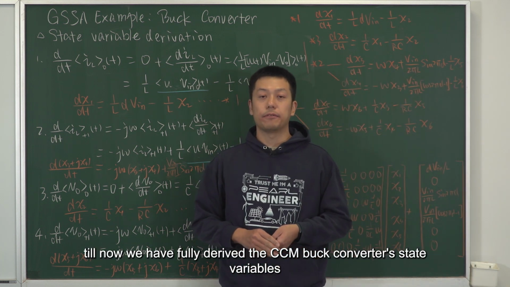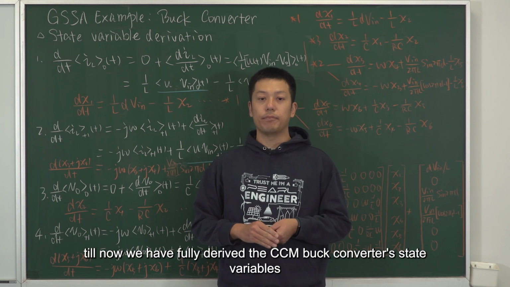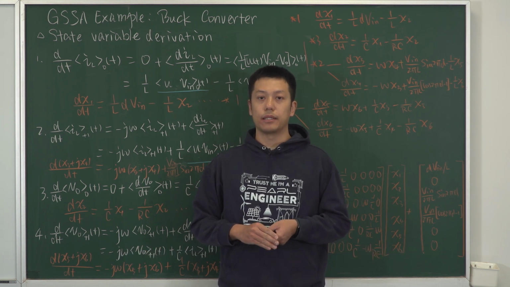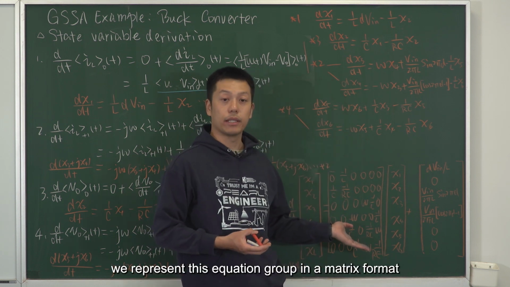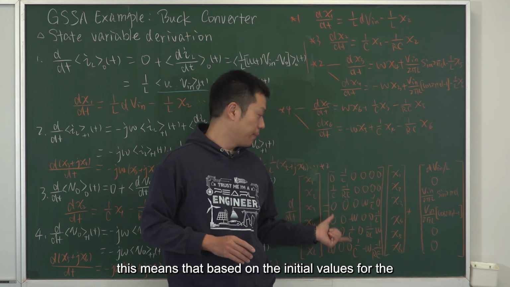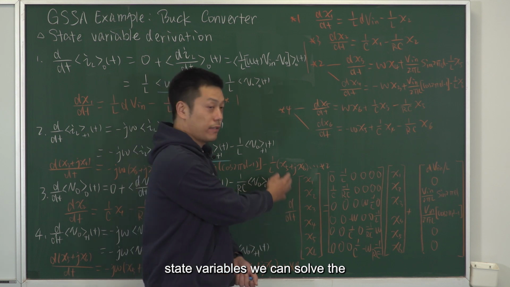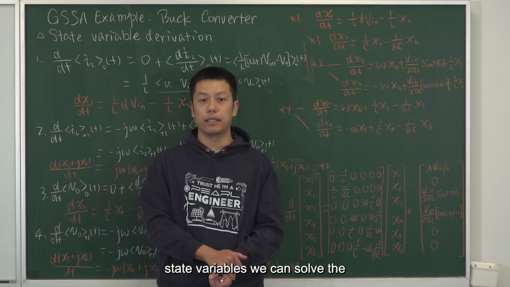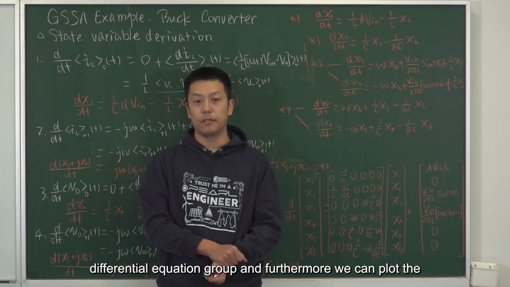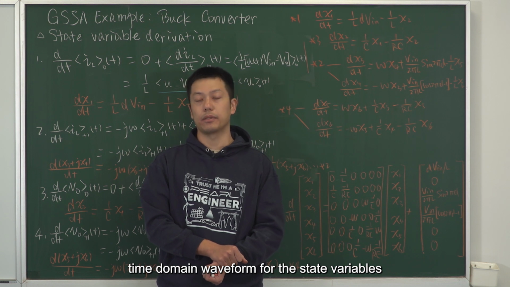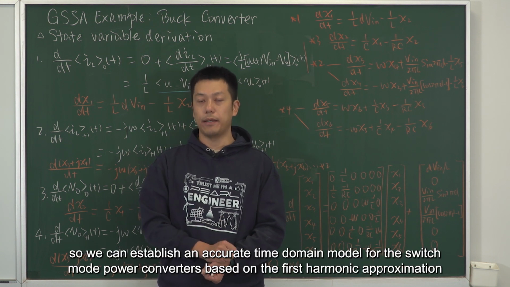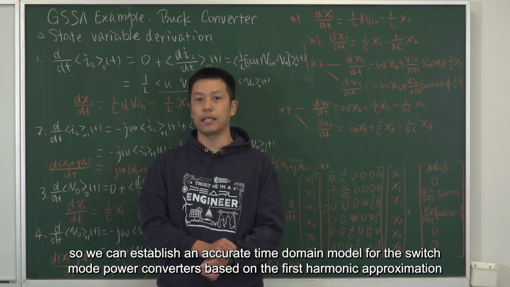Till now, we have fully derived the CCM buck converter's state variables differential equation group. And also we represent this equation group in a matrix format. This means that based on the initial values for the state variables, we can solve the differential equation group. And furthermore, we can plot the time domain waveforms for the state variables. So we can establish an accurate time domain model for the switch mode power converters based on the first harmonic approximation.